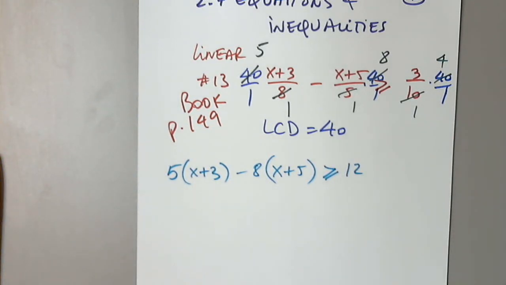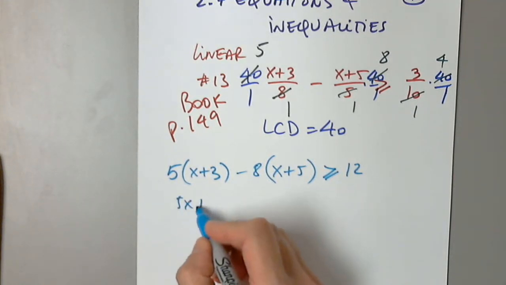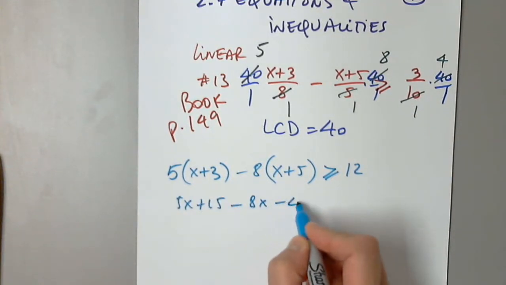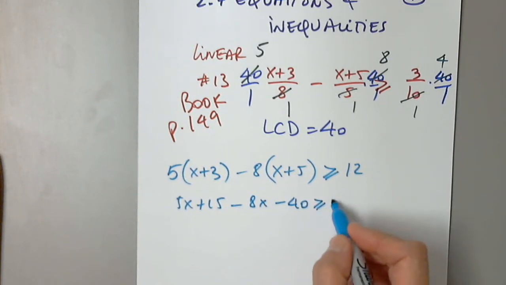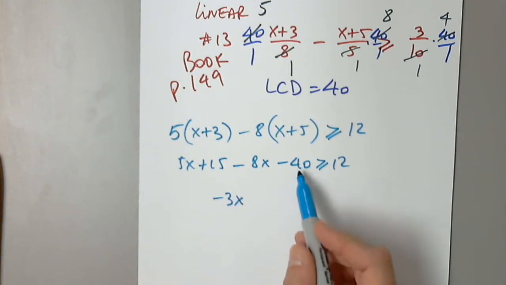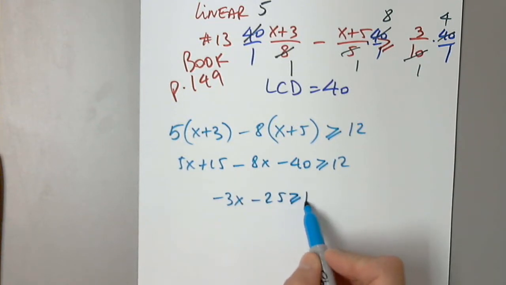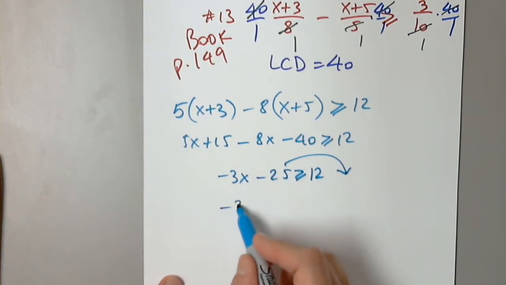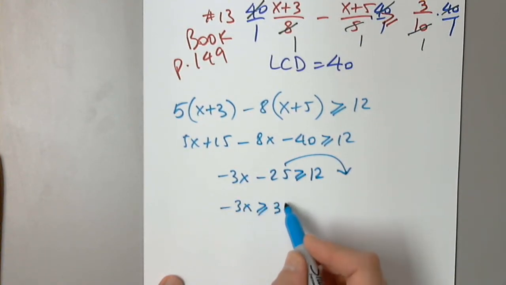That's it. So the only complicated thing, if you want to say that, was getting rid of fractions. So please never be afraid of fractions, especially in an equation or inequality. You can always get rid of them quite easily. The next step we know it's going to be 5x plus 15 minus 8x minus 40 greater than or equal to 12. We combine like terms on this side. And this is minus 25. And we move negative 25. And we get 37.